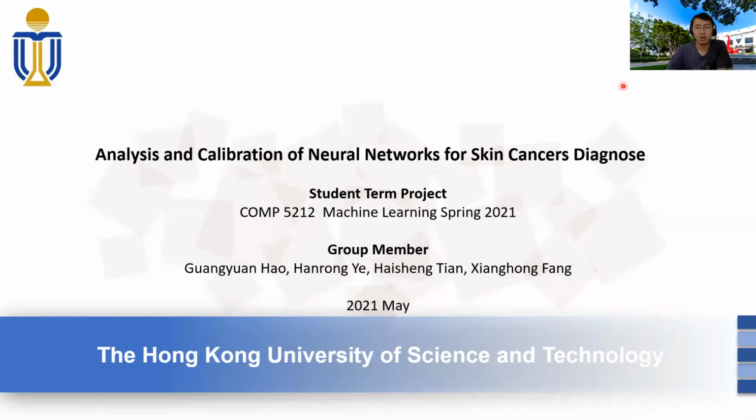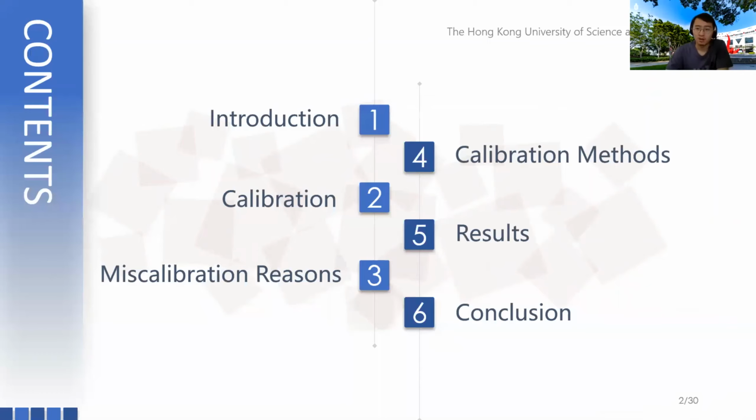Today we are going to share about our machine learning project on the analysis and calibration of neural networks for skin cancer diagnosis. There are 4 members in our team: Hao Guangyuan, Yihan Rong, Tian Haisheng, and Fang Xianghong. This is the contents of our presentation. We will introduce a skin cancer classification task, and then we will talk about what is calibration and miscalibration for deep learning models. We will go through some typical calibration methods and show you our experiment results.